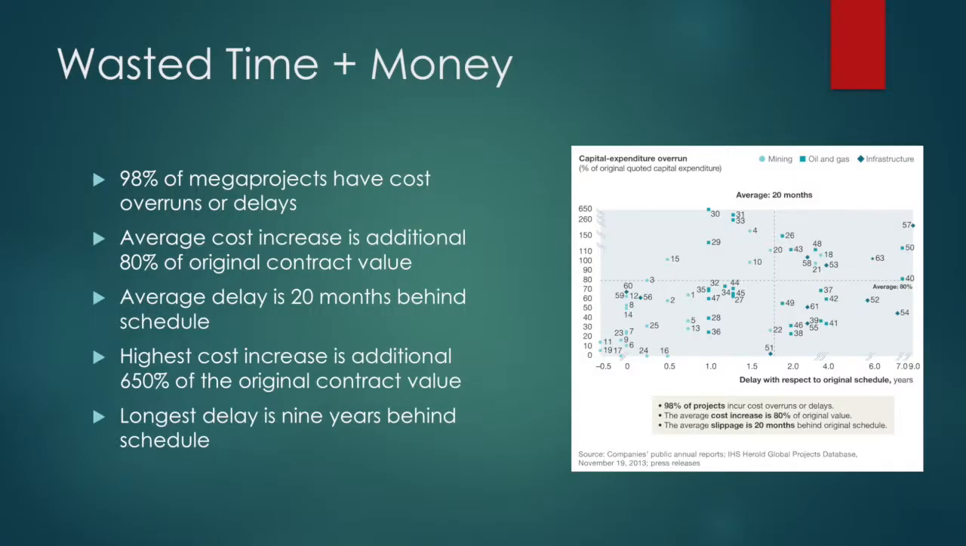What's even scarier is that the graph on the right shows that of the projects surveyed, the highest cost increase was 650% of the original contract value, and the longest delay was 9 years behind schedule. Just one project that goes this poorly can put a firm out of business.